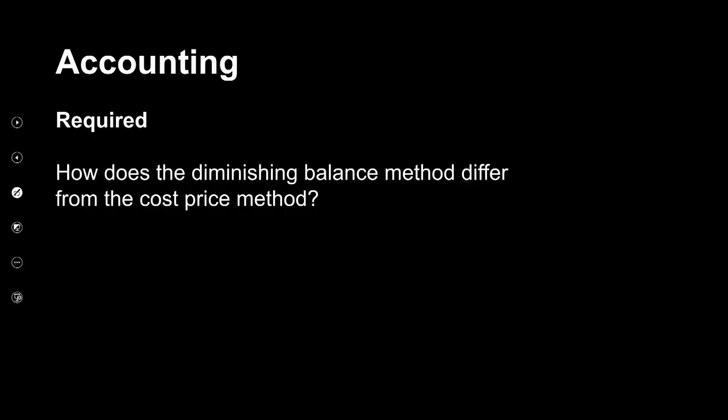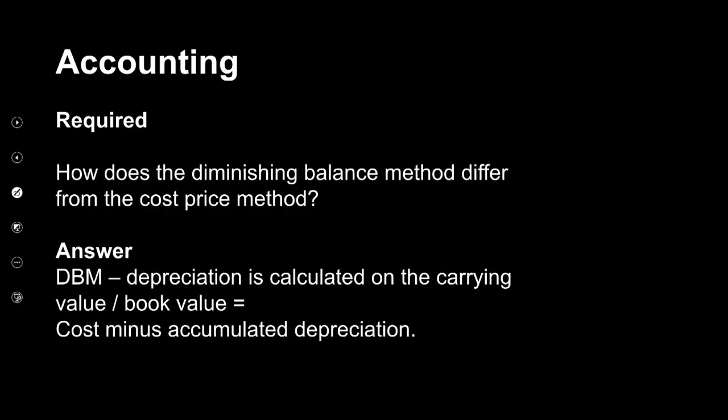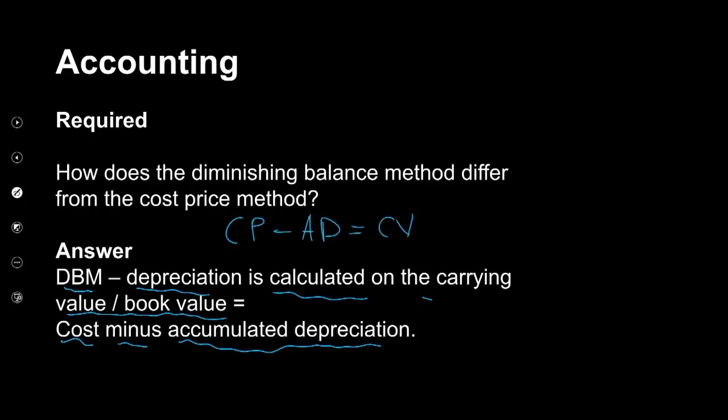How does the diminishing balance method differ from the cost price method? You should be screaming out the answer for this. Very simple. With your diminishing balance method, your depreciation is calculated on the carrying value or the book value. And what is the carrying value? It is your cost price less your accumulated depreciation. So what do we mean by the reducing balance method? We mean that you're taking your cost price minus your accumulated depreciation. Let's show it to you. Cost price minus accumulated depreciation is equal to my carrying value.